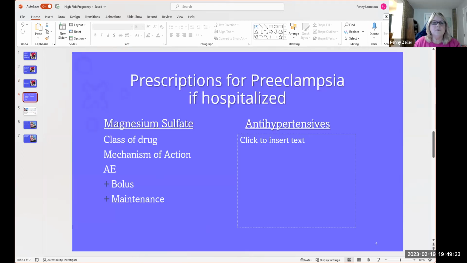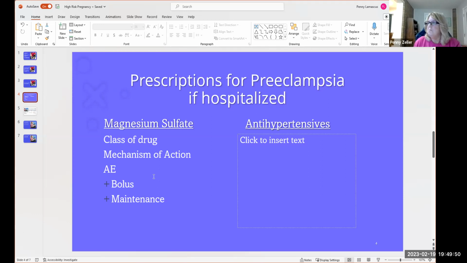So what's the antidote for magnesium toxicity, Ashley? The calcium gluconate. Yes. And we push, it's usually 1 gram over 3 minutes. It's rarely used. It's rarely necessary. If you're really monitoring your client every 20 to 30 minutes, it shouldn't get that bad.